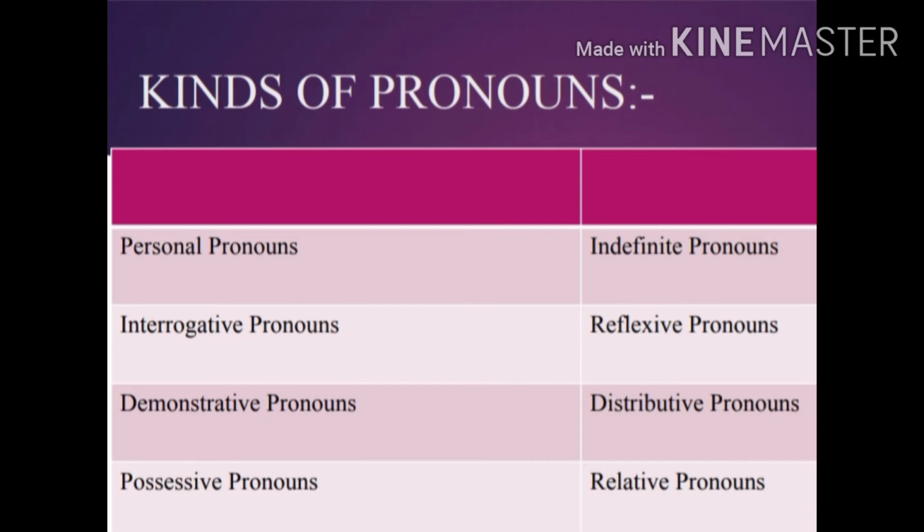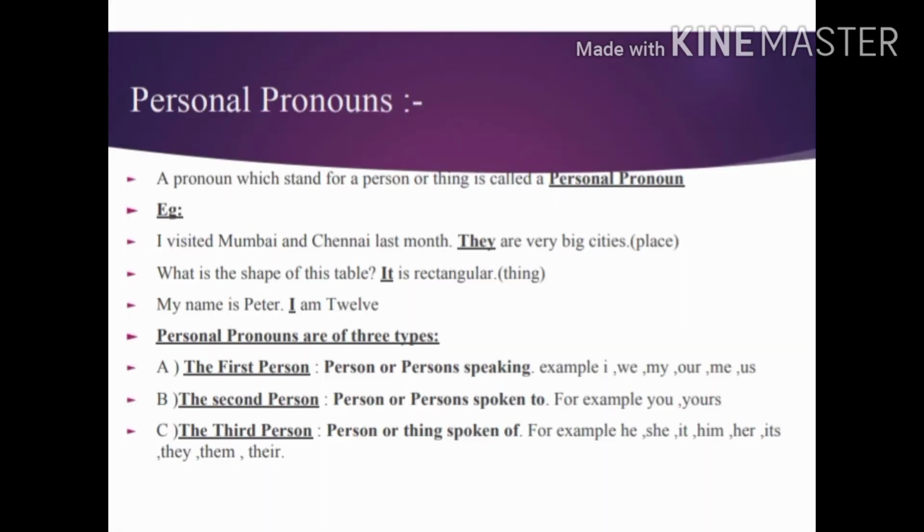Let us discuss our first pronouns, that is personal pronouns. What do you mean by personal pronoun? A pronoun which stands for a person or thing is called a personal pronoun. Personal pronouns are of three types. How many types? Three types. The first person, the second person and the third person.